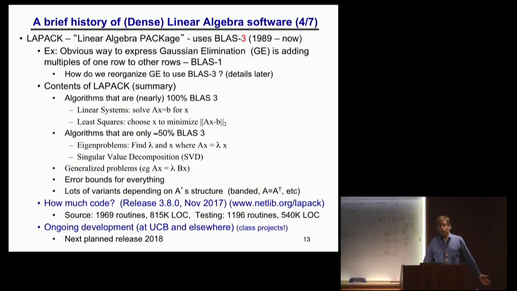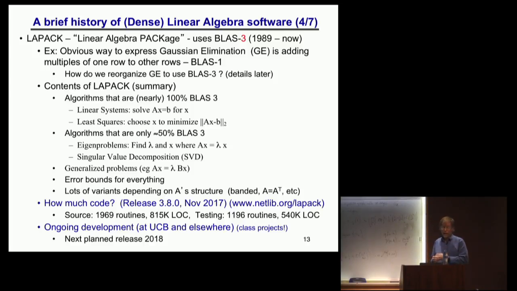And so after the BLAS 3 were invented, the natural thing to do is to reinvent all of linear algebra, AX equals B, least squares, eigenvalue problems, to use not your basic BLAS 1 operations, which is how we teach it all in freshman linear algebra, but to reorganize them so they can use matrix multiply in the inner loop. And so that requires rethinking how all of these different algorithms work.